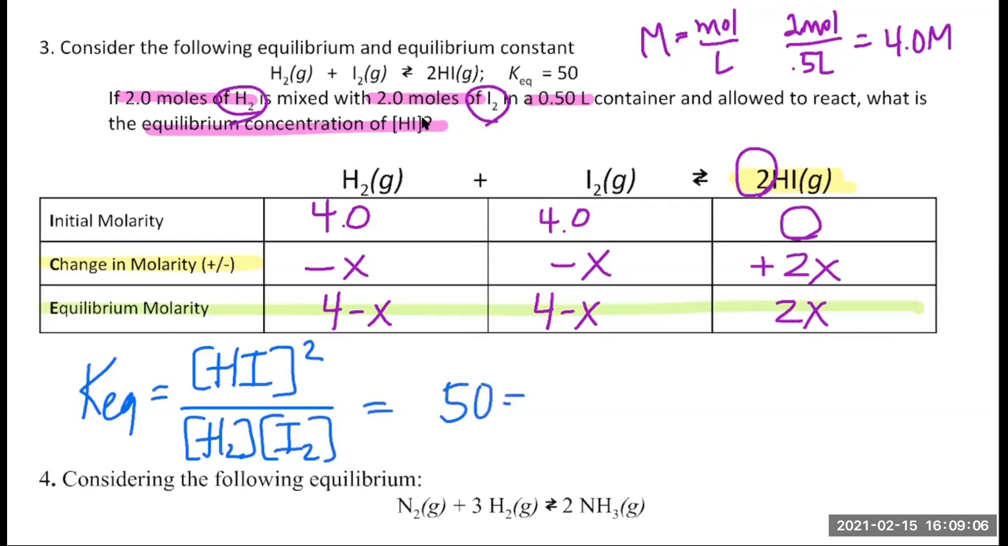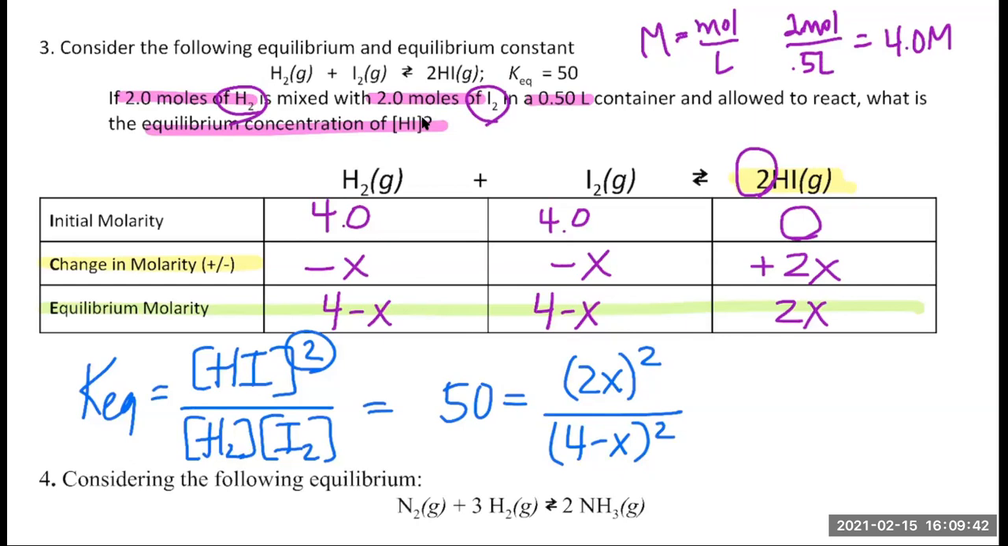So 50 is equal to, the concentration for HI is 2x. So that goes on the top, 2x squared, again, because I had a 2 on the left side. And then on the bottom, I have 4 minus x for H2, 4 minus x for I2. And so I'm actually just going to combine that on the bottom and say 4 minus x. And this is squared because there's 2 of them. So 4 minus x times 4 minus x is just 4 minus x squared.